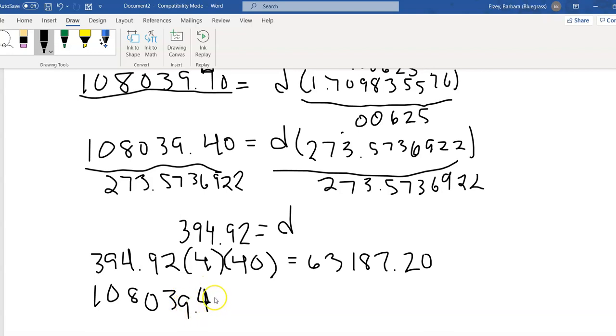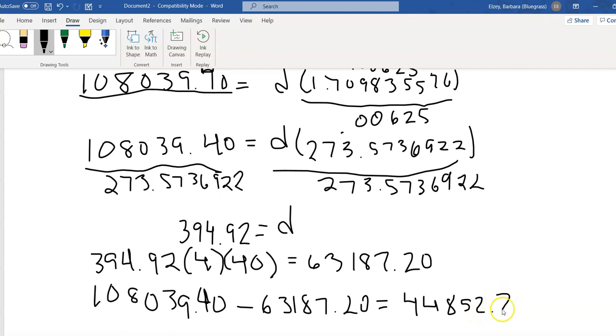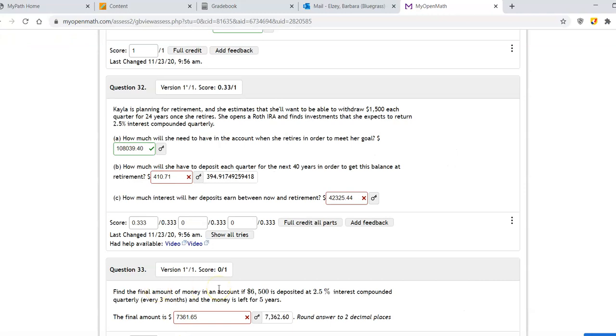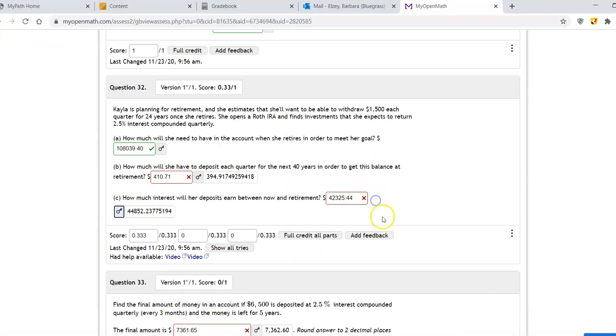Oops. 108,039.40 minus the 63,187.20. So 44,852.20. Yep, that's exactly what they've got there.